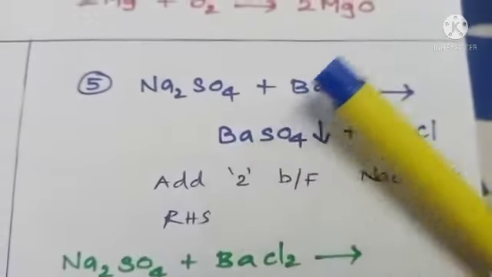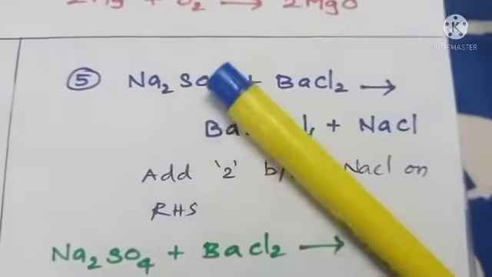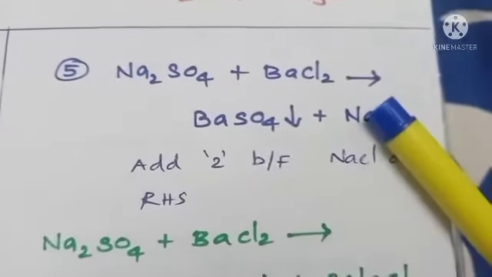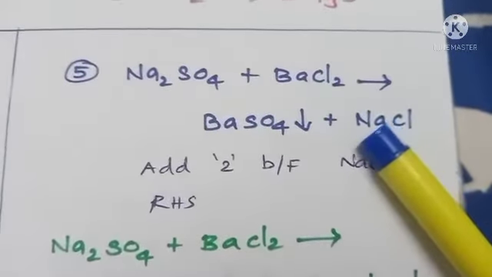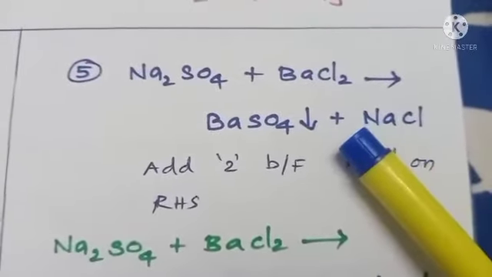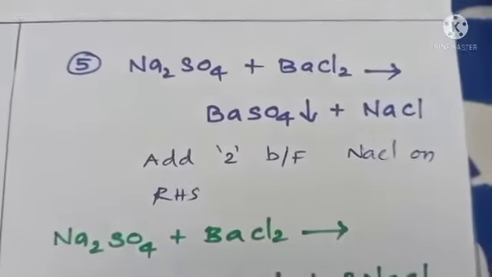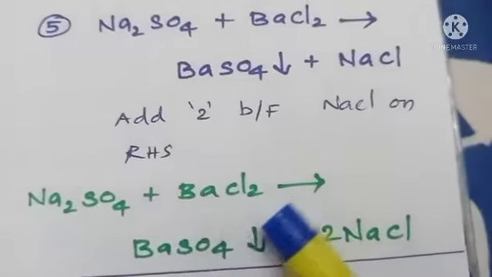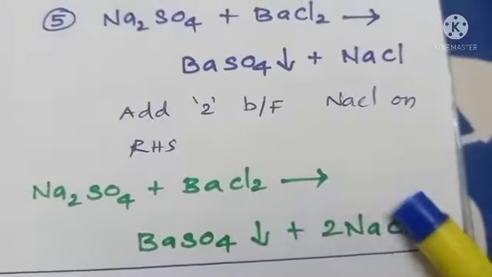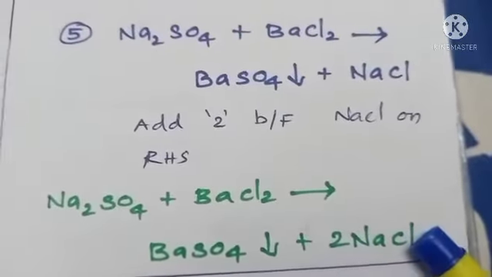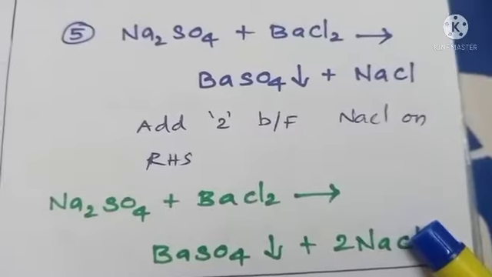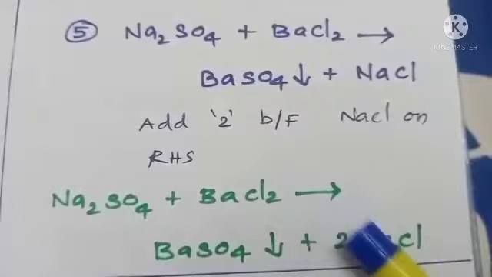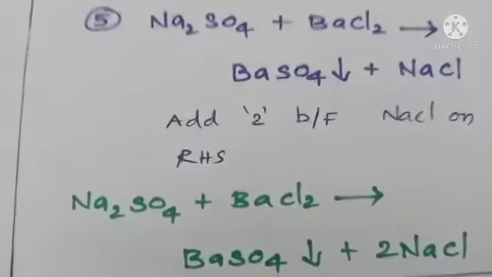Now, barium is balanced on either side, and the sulfate portion also. But look at sodium. The left side has 2 sodium atoms, but the right side only 1, isn't it? To balance sodium atoms, I introduce 2 before NaCl on the right hand side. Now the equation becomes Na2SO4 plus BaCl2 gives BaSO4 precipitate plus 2 NaCl. Once you introduce 2 before NaCl, the number of chlorine atoms becomes 2. The left side also has 2 chlorine atoms, so automatically chlorine also gets balanced.